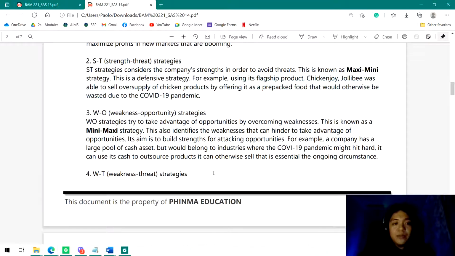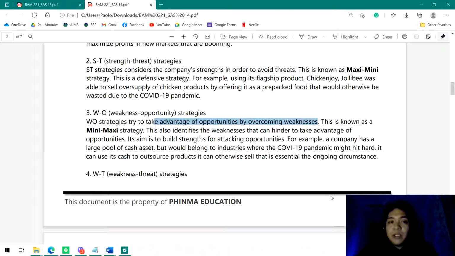Now, we are moving forward with WO strategies or weakness opportunity strategies. Dito naman, you are trying to take advantage of opportunities by overcoming weaknesses. So, by identifying your own weakness, alam mo ngayon kung ano yung kailangan mong baguhin sa company mo. Kaya nga sinasabi natin, 'di ba?